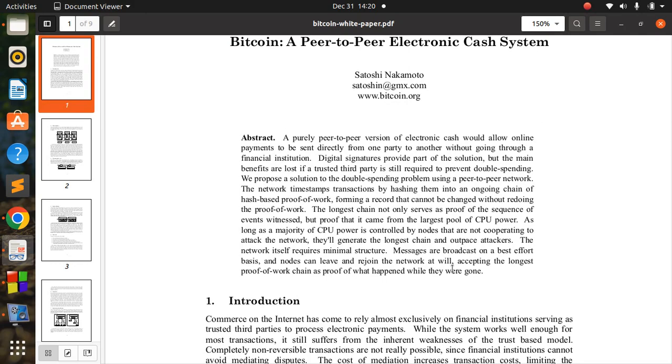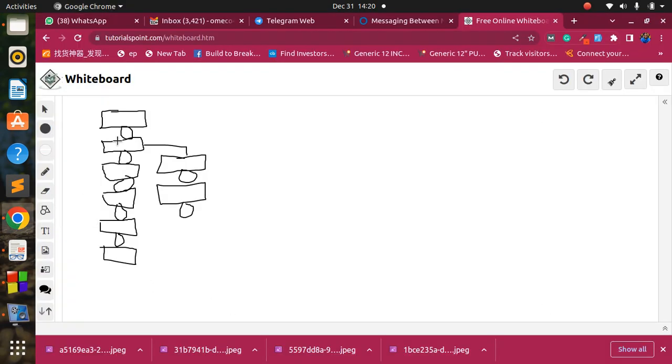All right? Now it says, and nodes can leave. A miner can leave the network and rejoin the network at will, accepting the longest proof of work chain as proof of what happened while they were gone. So the longest chain means that it has the longest CPU power. At some point, this particular one will just terminate, and then these transactions will just be moved into this longest chain because it has the largest CPU power. All right.